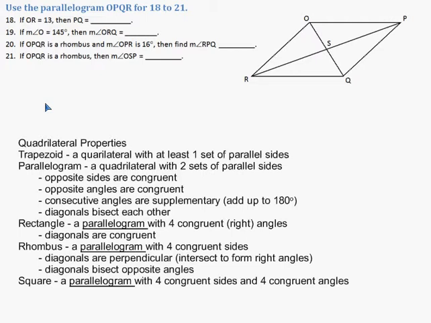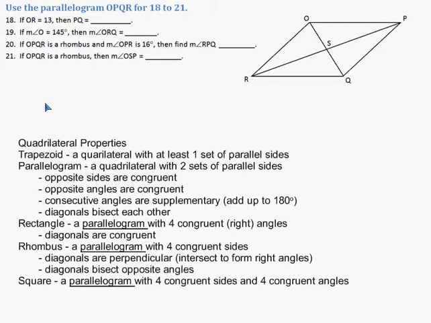A rhombus, again I underlined parallelogram, but it's a parallelogram with four congruent sides. And again, since it's a parallelogram, it has all the properties of a parallelogram. It does not have the properties of a rectangle, just a parallelogram. And then on top of those properties, we see diagonals are perpendicular, so they intersect to form right angles or 90-degree angles. And diagonals bisect opposite angles.